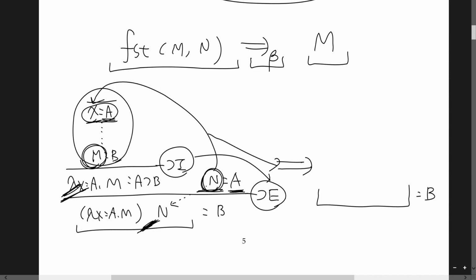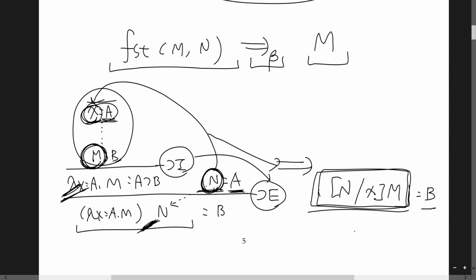So the idea now is we take this proof term M and replace this variable X with this proof term N. Now we have another proof term of the same type B. And this proof term does not contain this detour. If you have this detour, you have to have this lambda abstraction and lambda application. But now you don't have this lambda abstraction and lambda application.